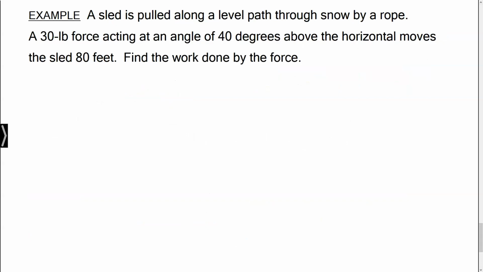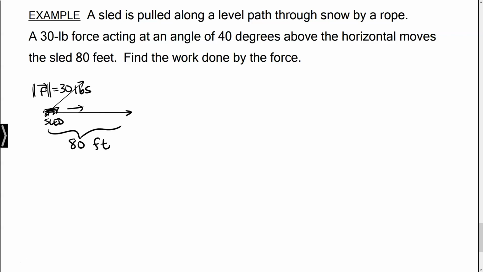A sled is pulled along a level path through snow by a rope. Okay, so here's the rope pulling it at 40 degrees. And the force here is a 30-pound force. And here's the sled. I'm not very good at drawing sleds. I don't know, maybe it's something like that. So there's our sled. So we're moving it this way, and we go 80 feet. So let's say all of this is 80 feet. Okay, so we're going to find the work done. Oh, and here, label it, 40 degrees.